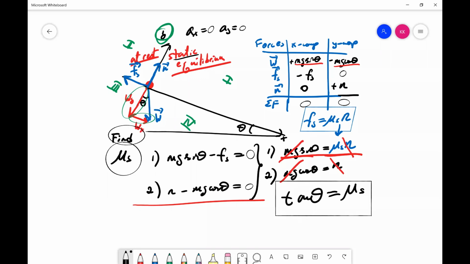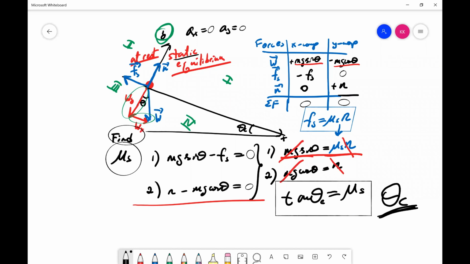Now, tell me this. What do I need about this experiment in order for me to find this coefficient of static friction? What do I need to measure? The angle. The angle theta, exactly. The only thing you need to measure here is the angle theta. And here's the thing, the angle theta here is what we call a critical angle theta, because this is the theta where the object is right before it starts sliding down.